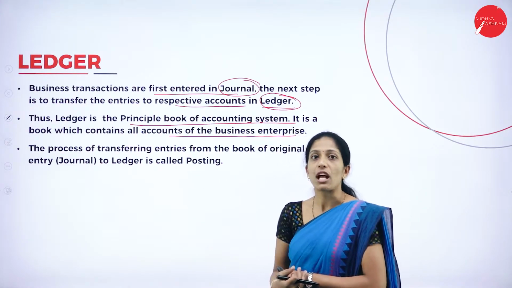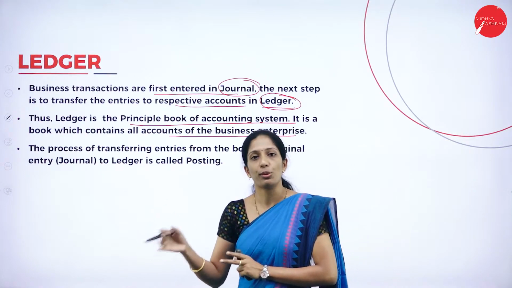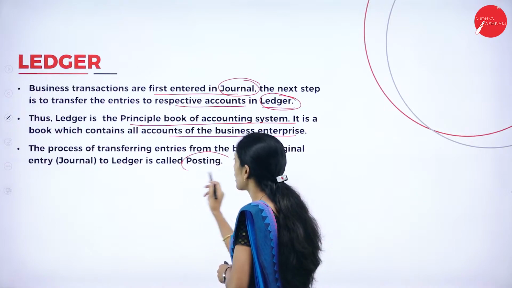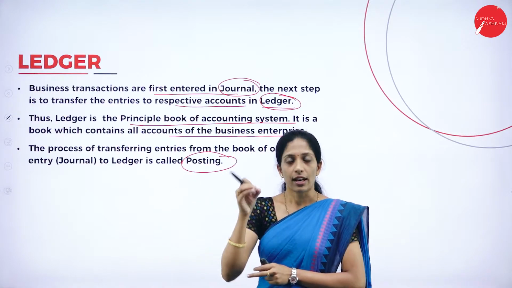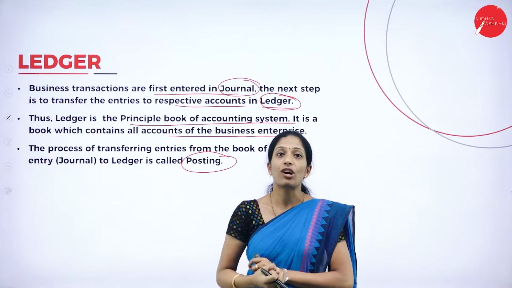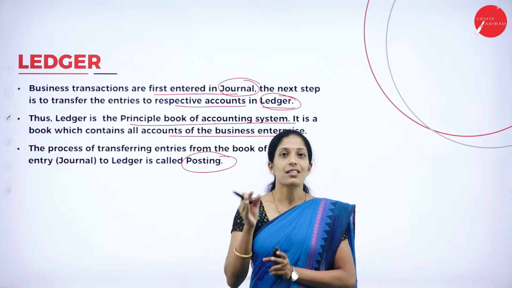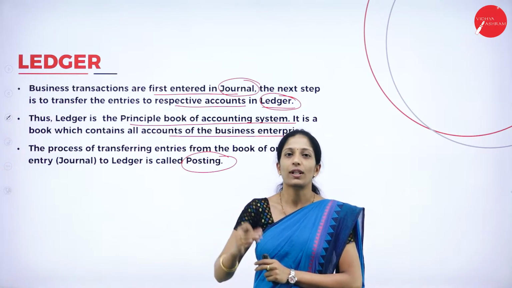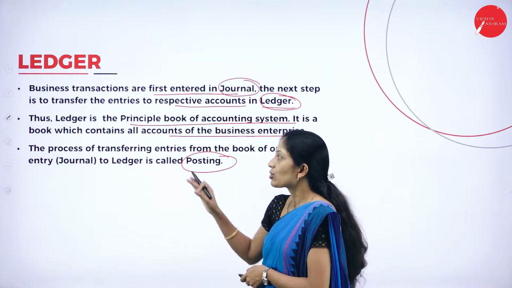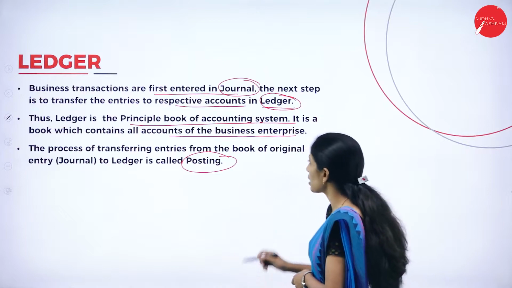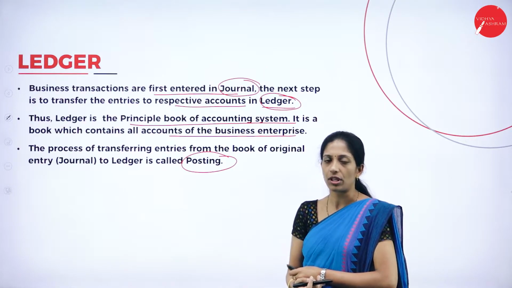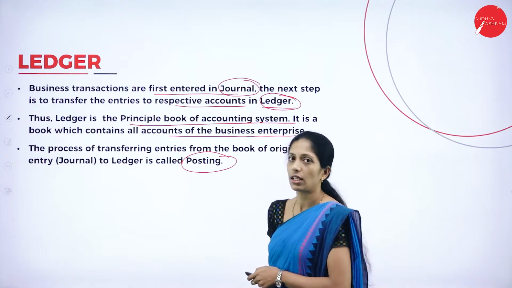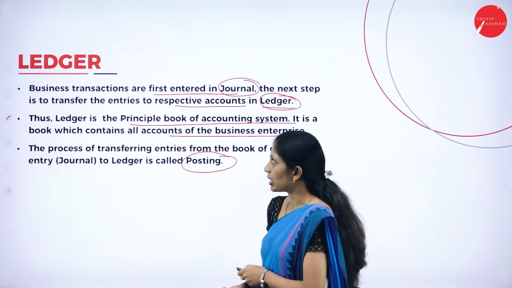The process of transferring entries from journal to ledger is called as what? Posting. We have already learnt about it. The recording of transaction in journal is called as journalizing, whereas the transaction that is been transferred from journal to ledger is called as posting. So the process of transferring entries from the book of original entry, that is journal, to ledger is called as posting. So this is about the ledger.